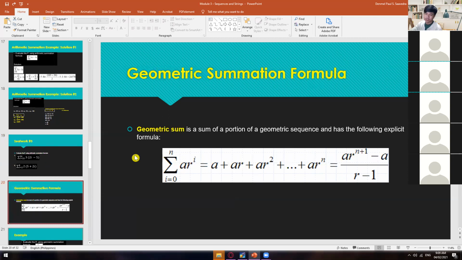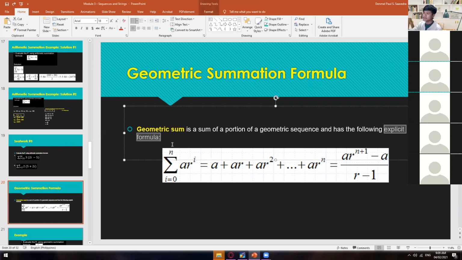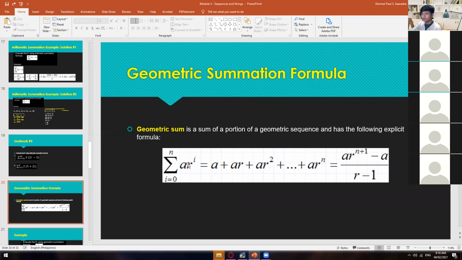All right, so if we have summation, we also have geometric summation formula. I'm sorry, we have arithmetic summation, and we also have geometric summation formula. A geometric sum is a sum of a portion of a geometric sequence and has the following explicit formula. By default, we have this given formula already. The summation ranges from 0 to n, of a times r raised to i. As you can see, we are still using summation.